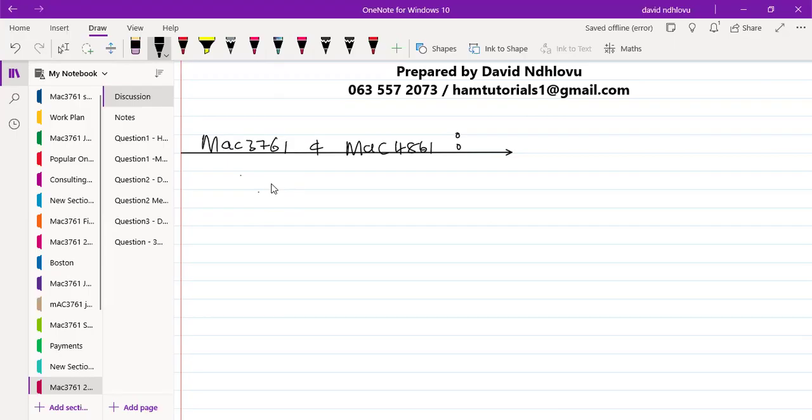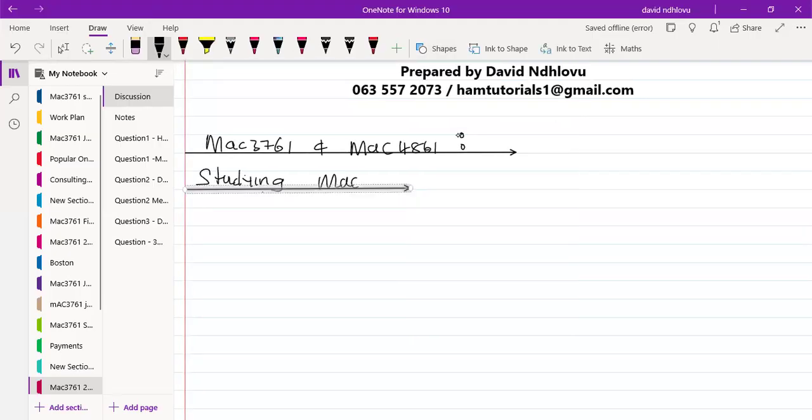Right, let's go now to the MAC module that you are doing. Right, how do you start the MAC? Right, so I'm looking at studying MAC so that you have a strategy of study. So the first thing that you do is you must make sure that you understand your theory.